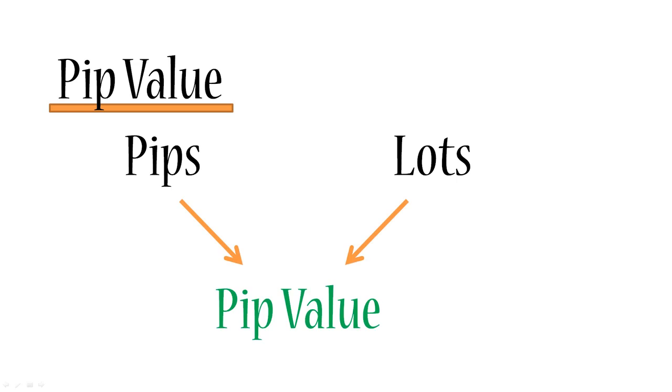So it is important to understand that pip value is not just a function of the currency pair that you're looking at. Pip value depends on the number of pips the currency pair has moved and also on the volume of your transaction. So if you enter into a transaction with a higher number of lots, then your pip value will be higher. If you enter with a lower number of lots, your pip value will be lower. Let's have a look at this in a basic conceptual example.